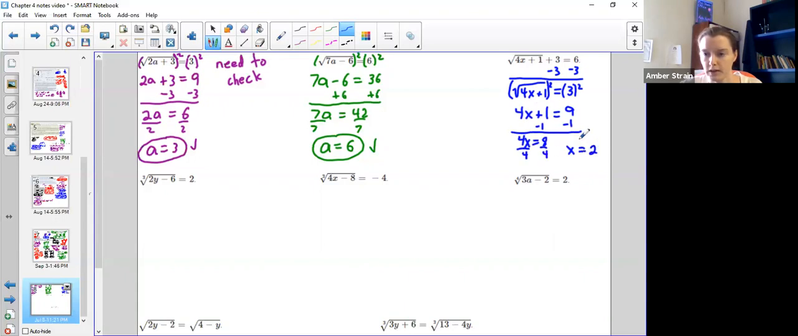Let's just double check. Always a good idea. Extra careful here. 4 times 2 is 8, plus 1 is 9, square root of 9 is 3. 3 plus 3 is 6. Checks out. Okay, so it's those even roots, the square roots and the power of 4, the ones that you have to be careful of, because anything raised to an even power cancels out the negatives and always turns out positive.